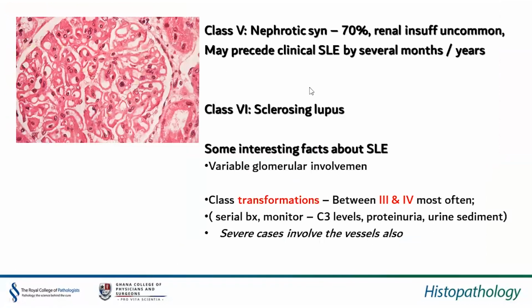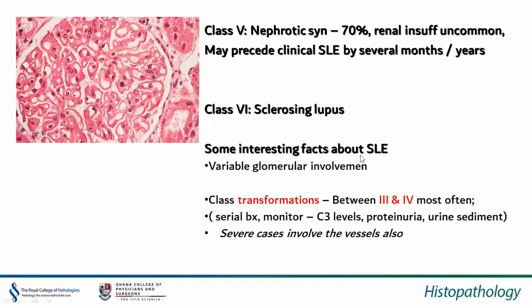Class 5 lupus nephritis is membranous. You can see here there's hardly any hypercellularity in the mesangial areas. The cellularity is in the normal range, but what is abnormal is the capillary loops. They are thick, stiff and rigid, and we recognize this now as a pattern of membranous glomerulopathy. So they usually present with nephrotic syndrome, and it's interesting to note that the membranous glomerulopathy may precede the clinical SLE by several years or months. And class 6 is the next class, which is sclerosing lupus nephritis.